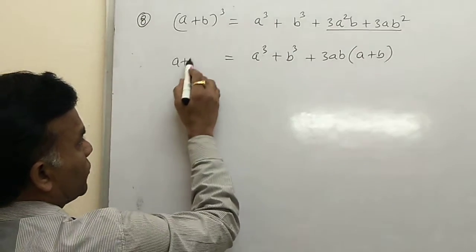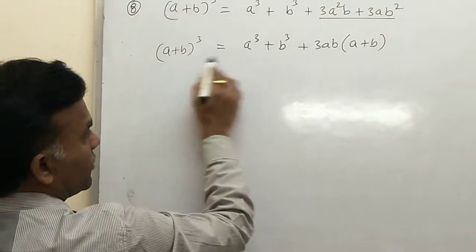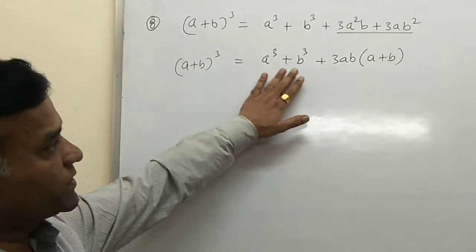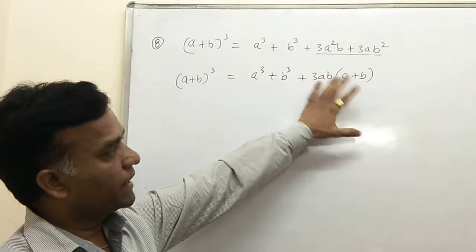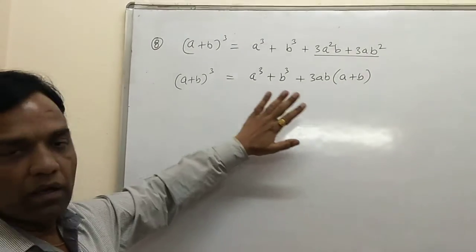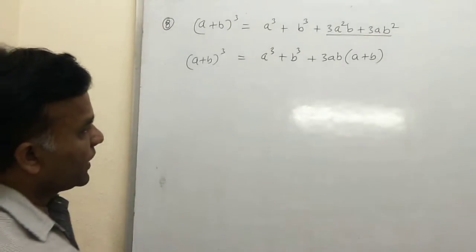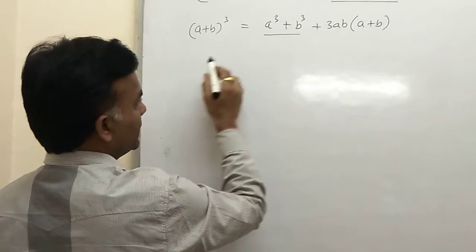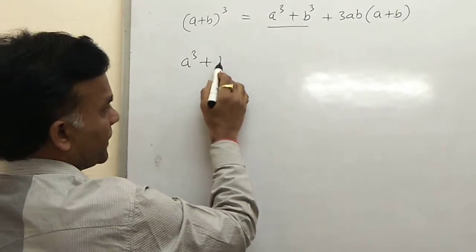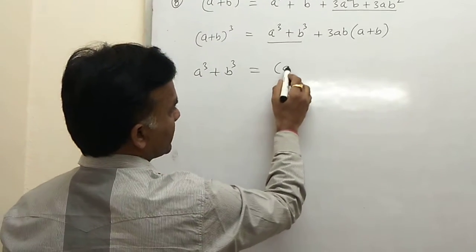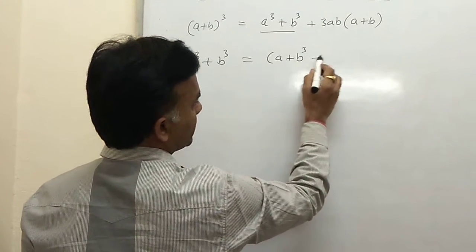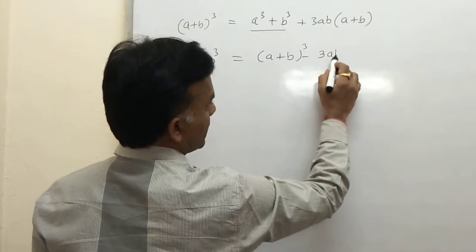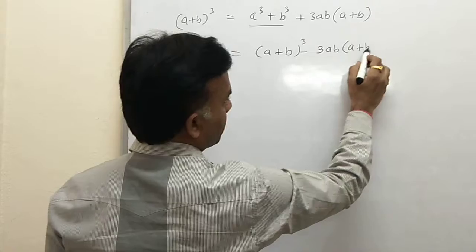So maybe another form of the identity you can use in this way: (a + b)³ = a³ + b³ + 3ab(a + b). Now you can find out the value of a³ + b³. First you calculate this value here, so you can write (a + b)³ minus 3ab(a + b).